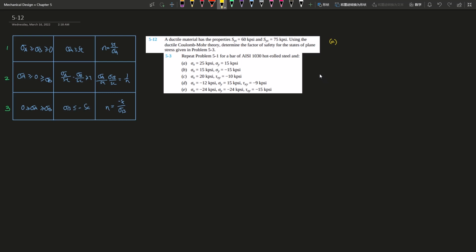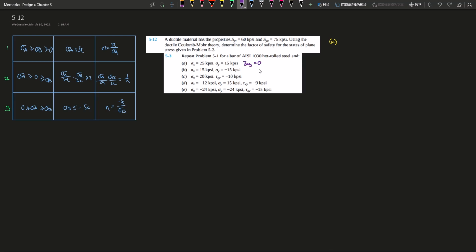Okay, so for ductile Coulomb-Mohr theory, this is the table over here. It basically lists out all three cases for finding the factor of safety. It tells you what's going to happen, like this will definitely be bigger than S_T, and these two will be bigger than one. So first you find the principal stresses, then compare which case it is, and then use the respective equation.